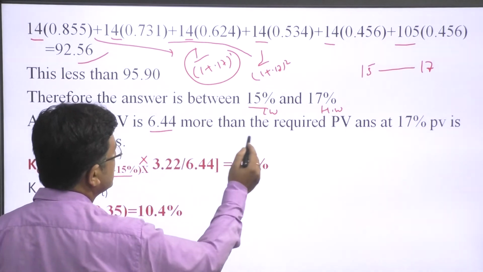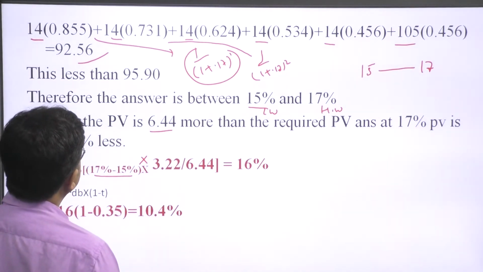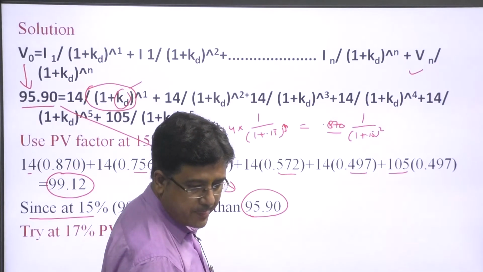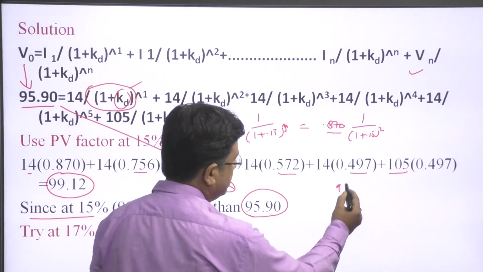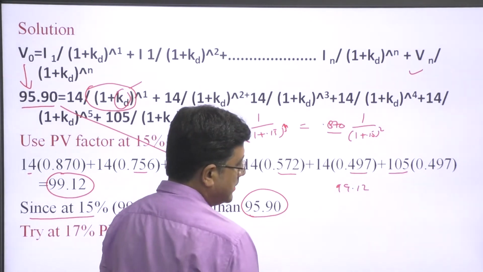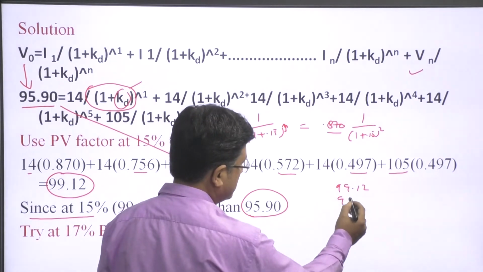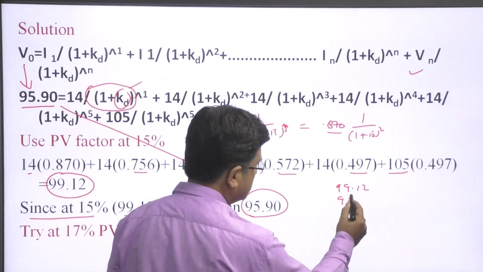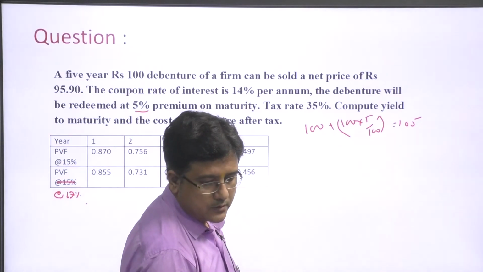6.44 is more than the required PV. Our previous PV was 99.12 and we need near about 95.